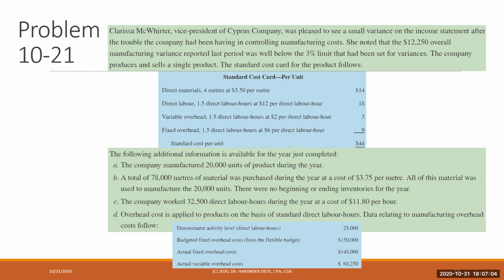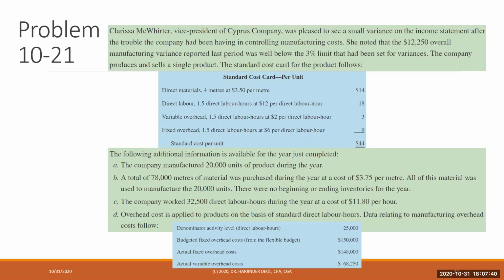The company worked 32,500 labor hours during the year at a cost of $11.80 an hour. Overhead cost is applied to products on the basis of standard direct labor hours, and you're given data pertaining to manufacturing overhead below. The budgeted direct labor hours for the year were 25,000. That's what is meant by the denominator activity level. The budgeted fixed manufacturing overhead costs were 150,000.